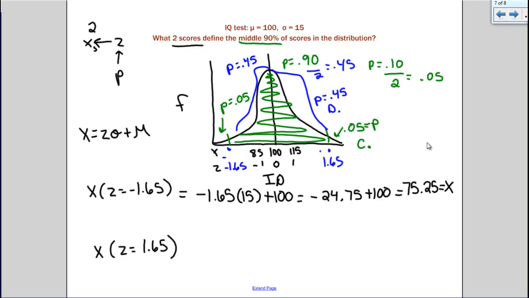Now, so this is our low end, 75.25. Let's find our high end that separates the middle 90% of the distribution. So positive 1.65 times 15 plus 100. So this gives us 24.75, but positive, plus 100 equals 124.75. That is our high end.